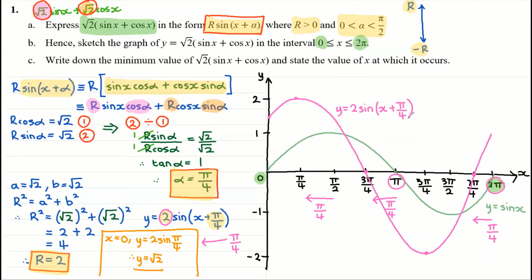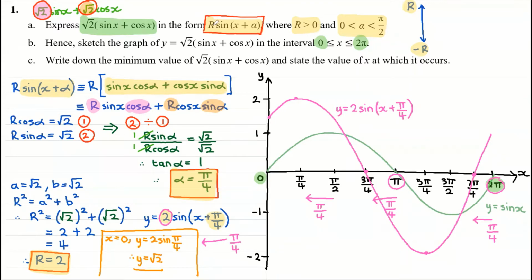So there's our sketch. We've got all those major points, the maxima, the minima, all labeled. Now we have to write down the minimum value. There's only one minimum value in this interval, and we state the value of x at which it occurs. Well, we did quite a detailed analysis of this sketch.